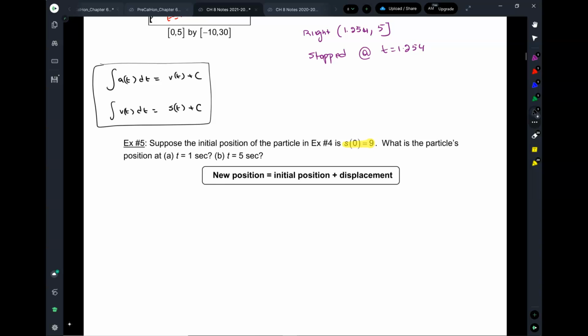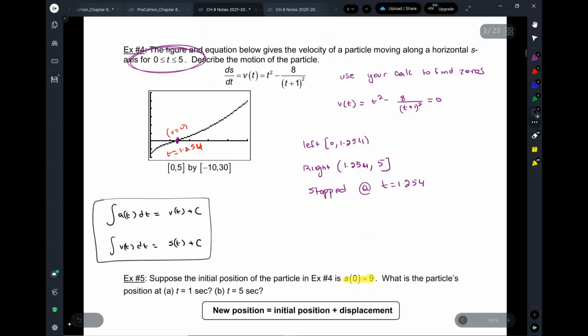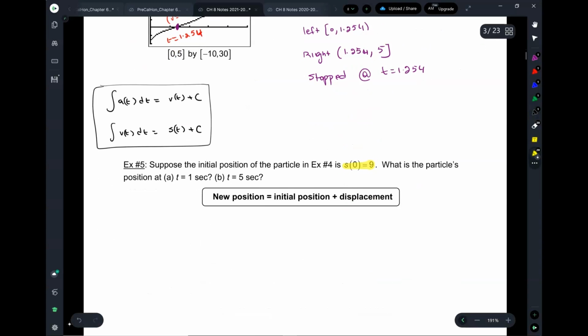Now, suppose the initial position is s of 0 equals this. What is the particle's position? We want position, we want s of t. That means we have to integrate v of t. Do we have v of t? No, this is from example 4. We have v of t here, right? In example 4, right here. This is v of t.